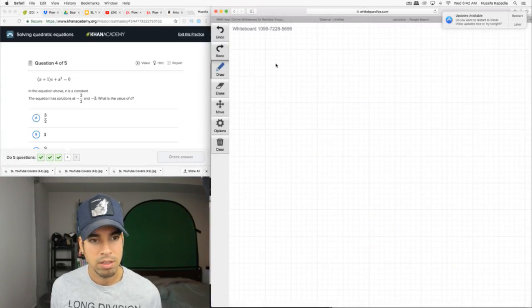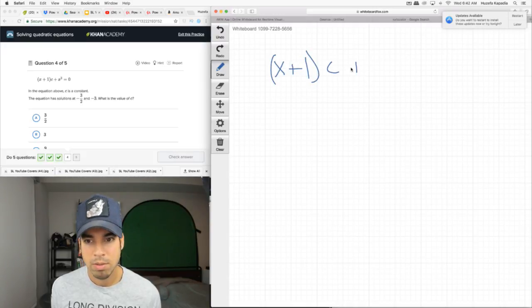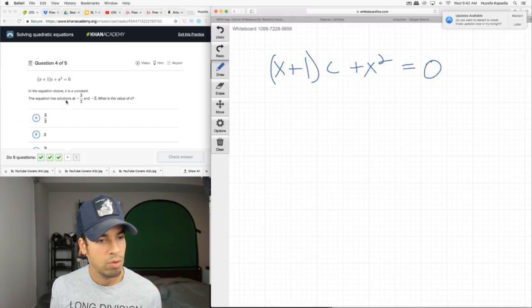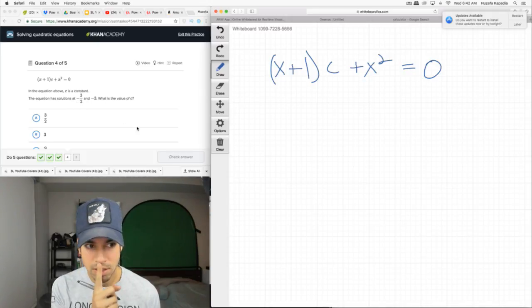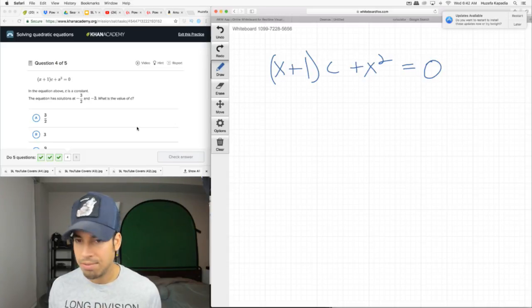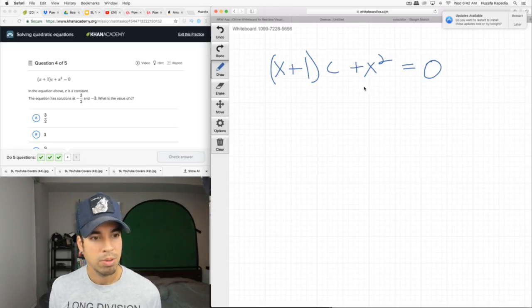Now we've got this (x plus 1) times (c plus x) squared equals 0. It says in the equation above, c is a constant. The equation has solutions at this and this. What is the value of c? All right, this is a little more interesting. But I'm just going to have faith, and I'm just going to follow my typical protocol.